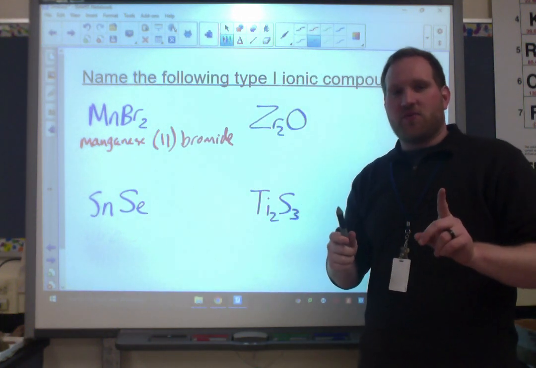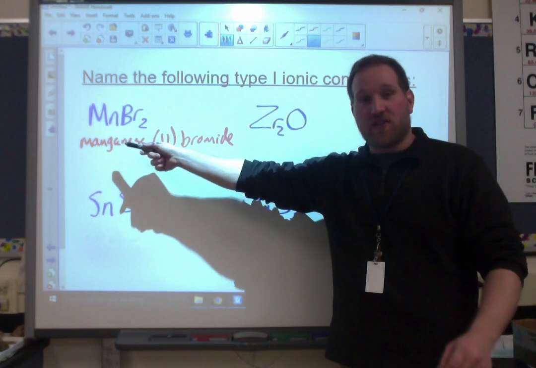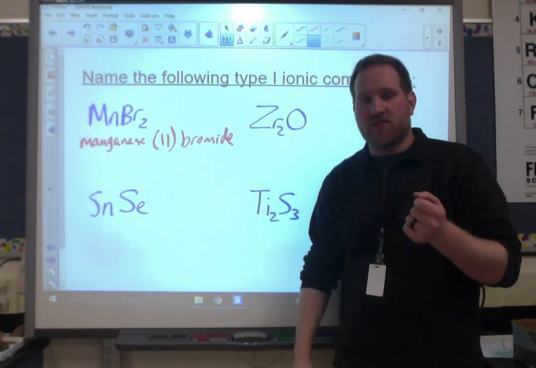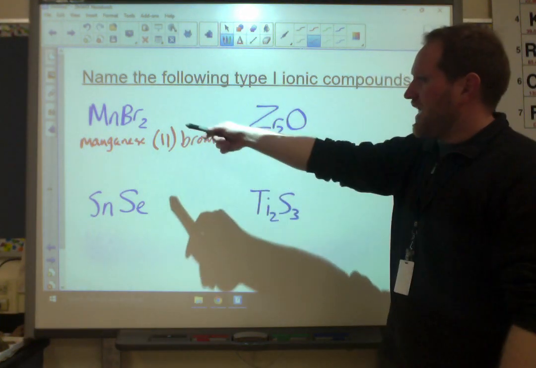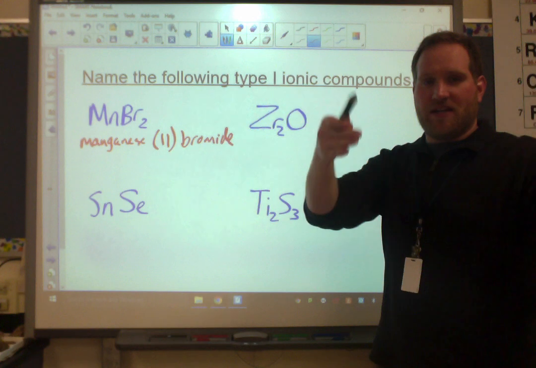Mn, not to be confused with Mg. Manganese is Mn, a transition metal. Magnesium is Mg, not a transition metal. That would be type 1. If that were MgBr2, you would just say magnesium bromide.